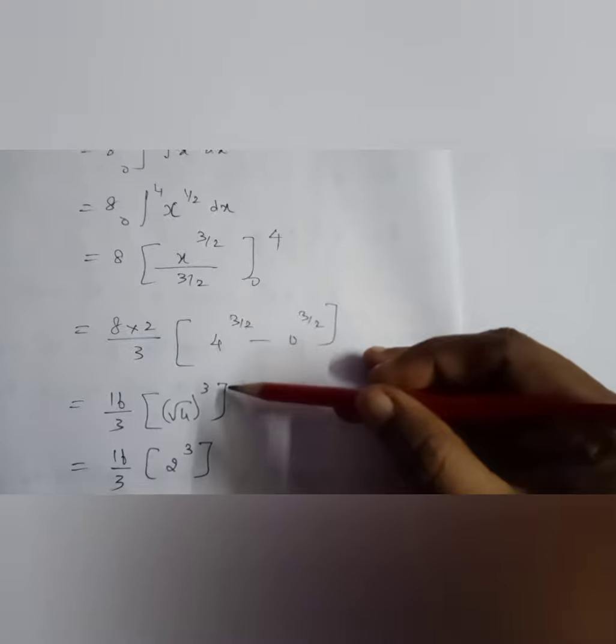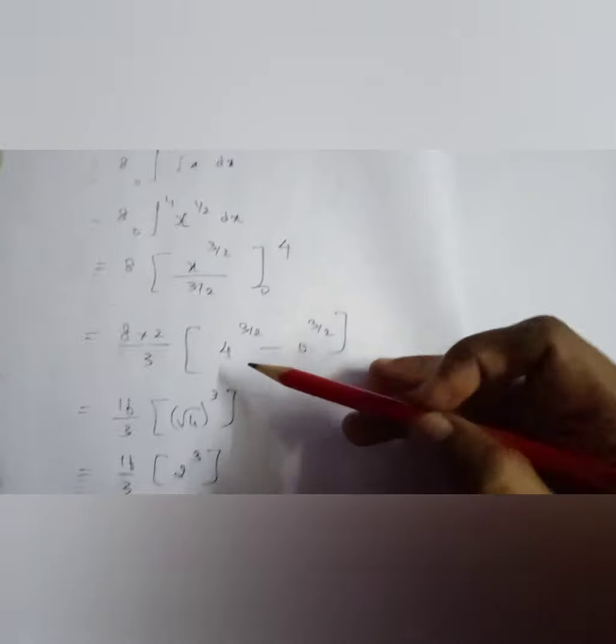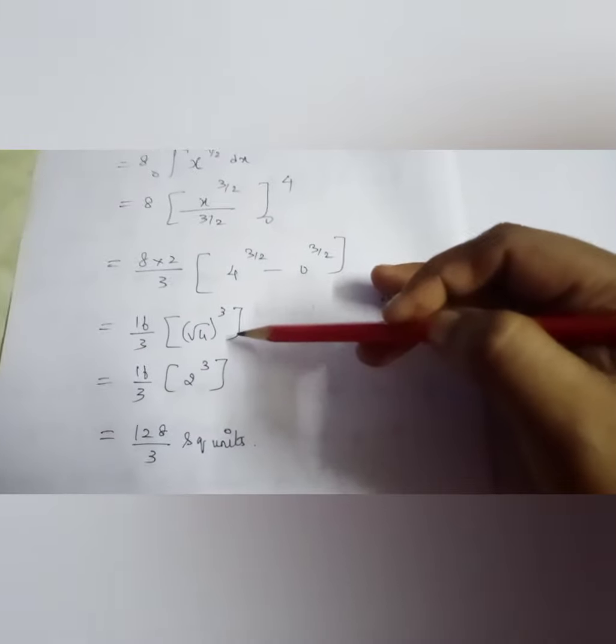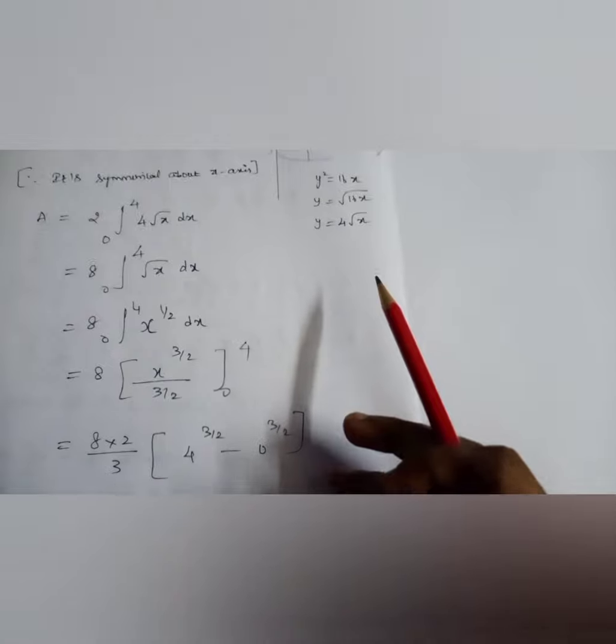So what happens here? It is root 4. Root 4 is nothing but what? Root 4 is 2. So 2 cube is 8. So the answer is 128 by 3 square units. So this is how you have to do this, children.